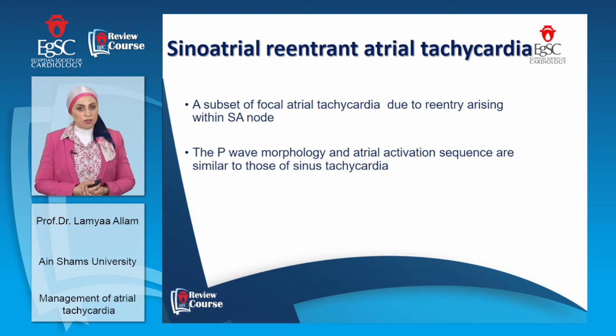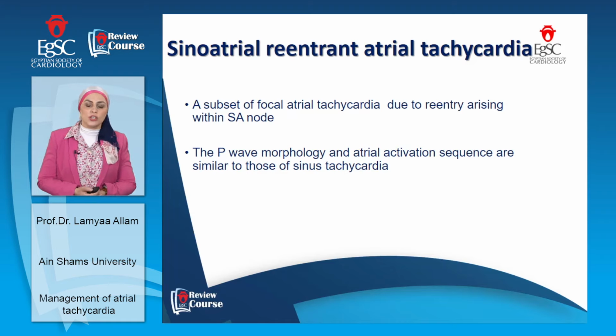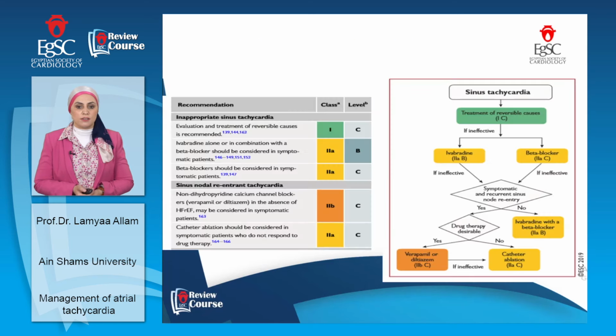And now I will start with the other forms of atrial tachycardia. One of them is the sinoatrial reentrant atrial tachycardia. It is a subset form of ectopic or focal atrial tachycardia due to a micro reentry arising within the sinus node. And according to this, because it arises from the sinus node, the P-wave morphology and the axis are similar to sinus tachycardia. So the question here: how to differentiate this arrhythmia from sinus tachycardia?